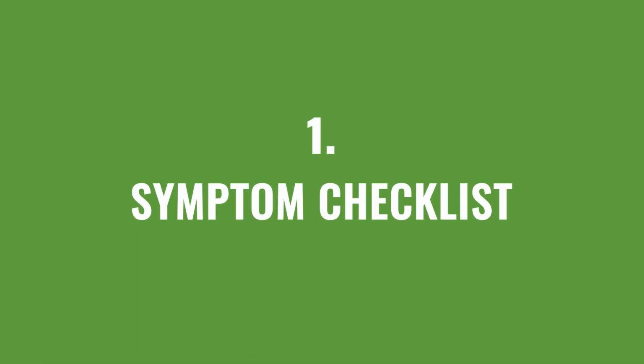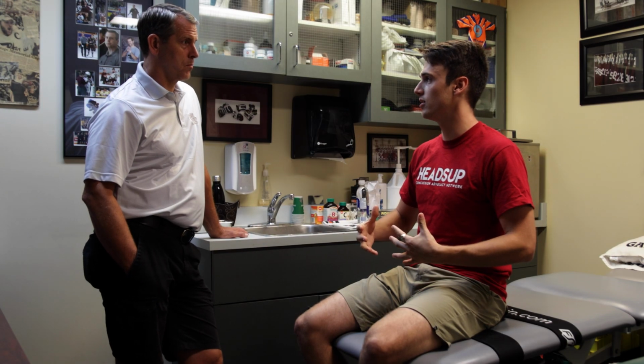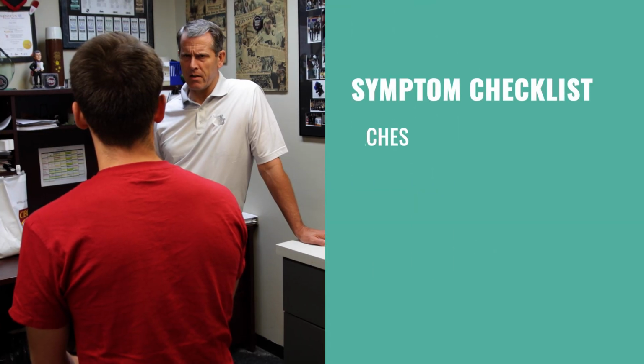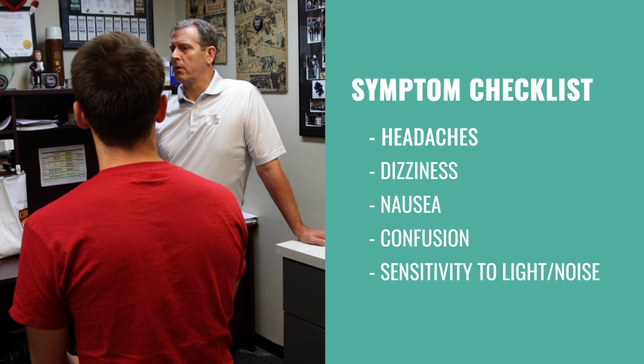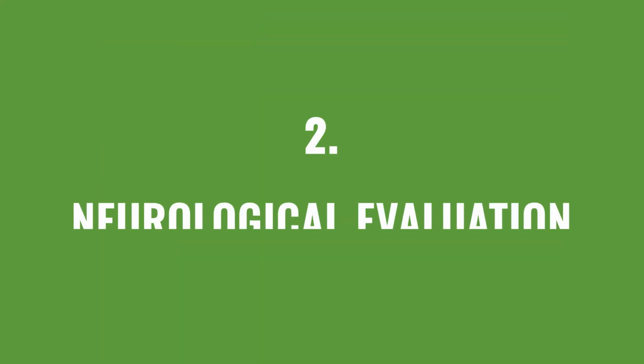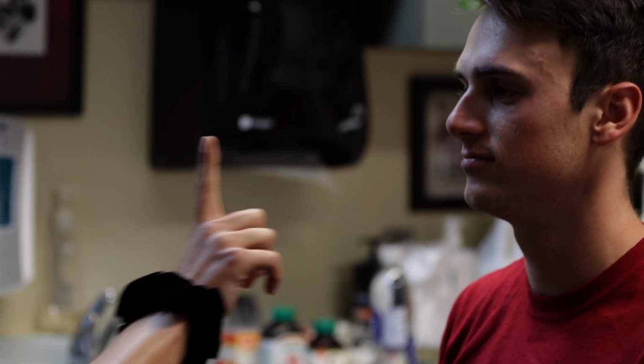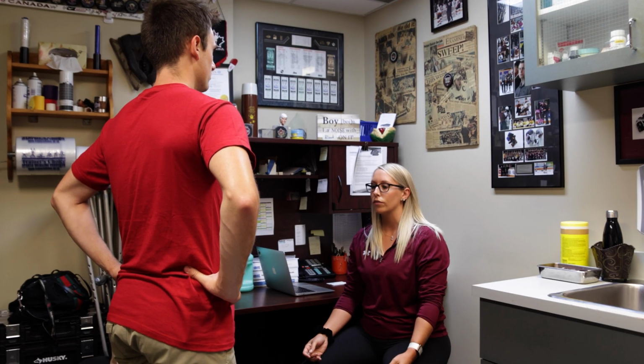Because of this, diagnosing a concussion relies on something very different: what the person feels and reports, and what a trained healthcare provider observes during an exam. Here's how a typical diagnosis happens. 1. Symptom checklists. The person is asked to report how they're feeling. This includes things like headaches, dizziness, nausea, confusion, sensitivity to light and noise, and more. 2. Neurological evaluation. A doctor or trained professional checks balance, coordination, reflexes, memory, and thinking skills.